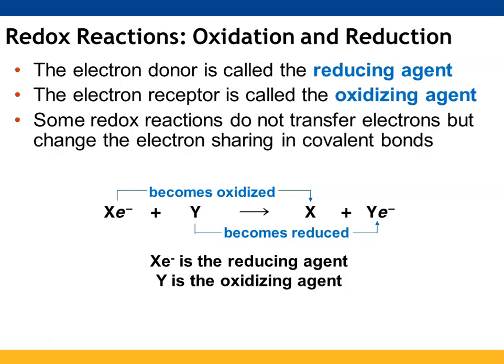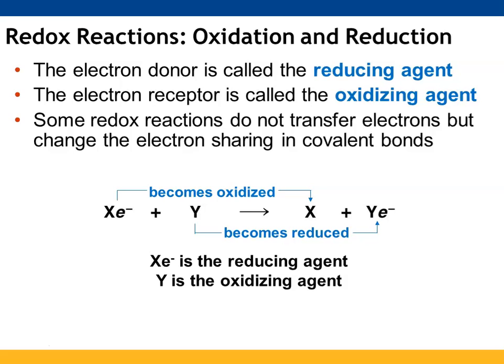So I know that seems kind of weird: the substance undergoing oxidation, the substance that houses the element that's undergoing oxidation, is the reducing agent, and vice versa. But again, the agent facilitates the opposite process.